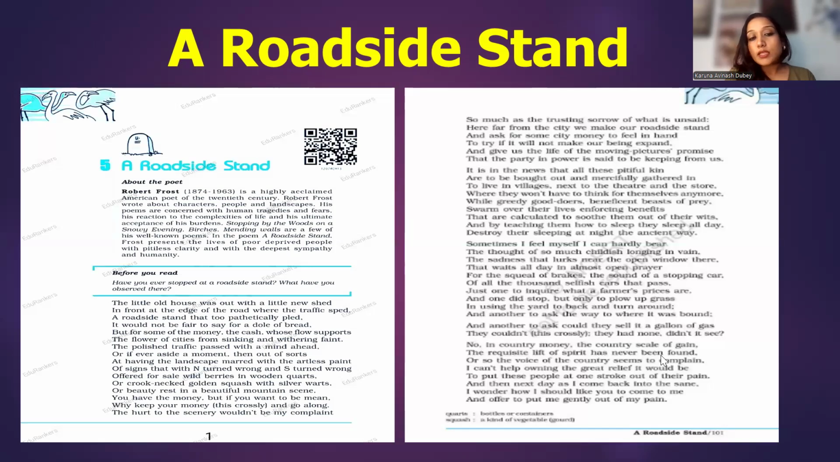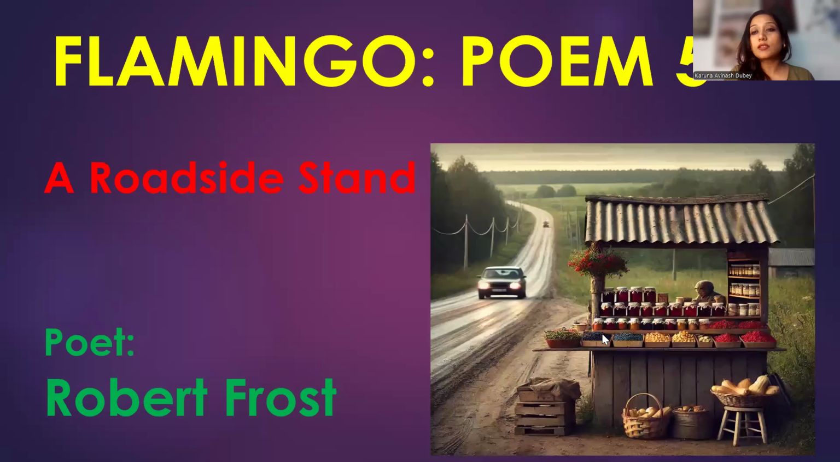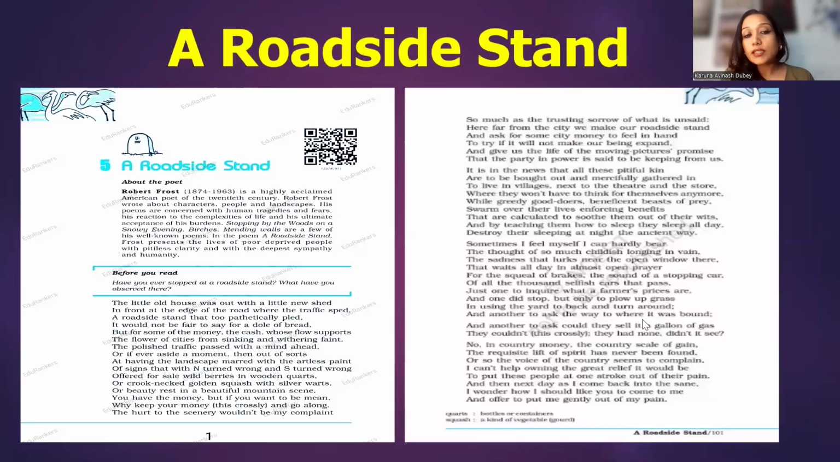The little old house was out with a little new shed in front at the edge of the road where the traffic sped. So, how did this place look? It's like a little old house, something like this. This is the shed, this is the house, and in front of it, the little new shed is set at the edge of the road where the traffic sped. The rich people, people who are affluent, who have cars, are speeding by.